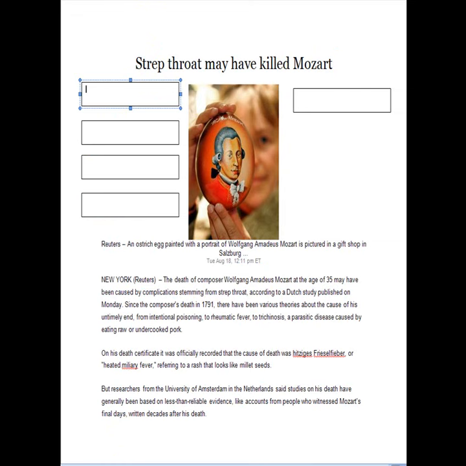With my bookmark handy, the first thing you do in a T4 is make a prediction. I need to record each of these elements in writing, in this case in type, to complete the T4 activity. So before I even get into my reading, I will say, geez, strep throat may have killed Mozart. Without going any further, let me first record my prediction.